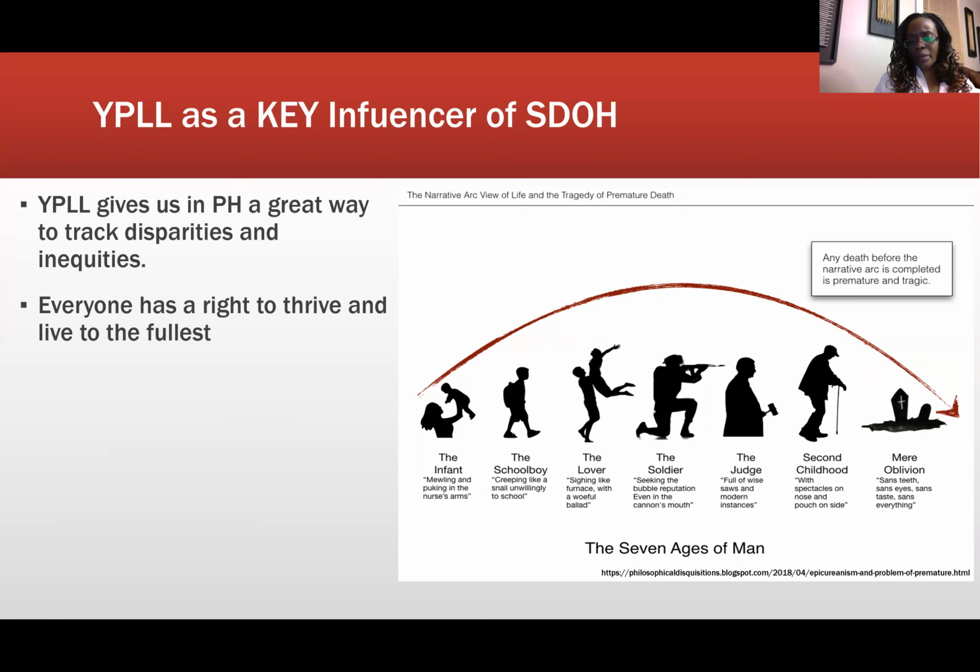So policymakers should ensure that all social determinants of health are addressed in various ways so that people can pass through those stages and have wholesome lives, and health inequities can be reduced.